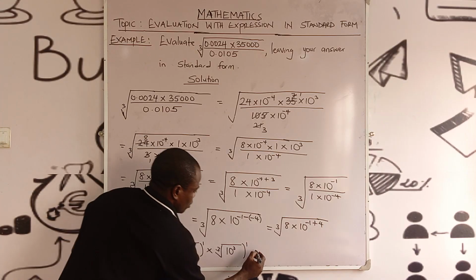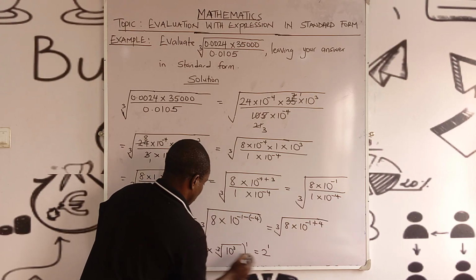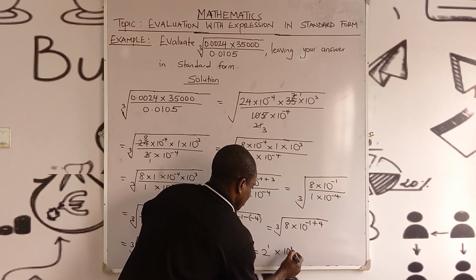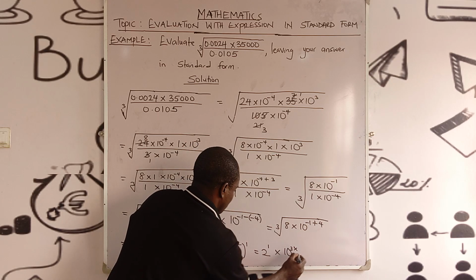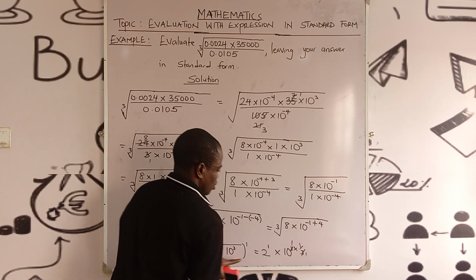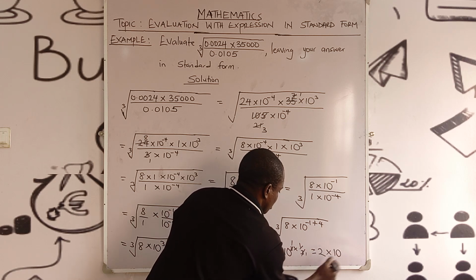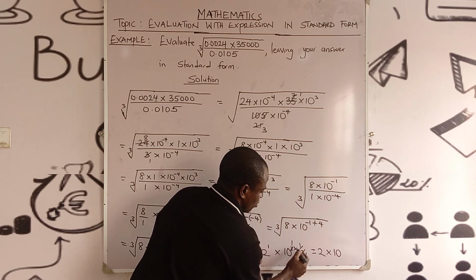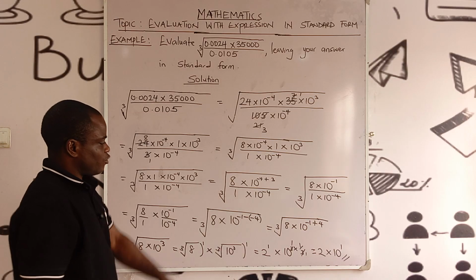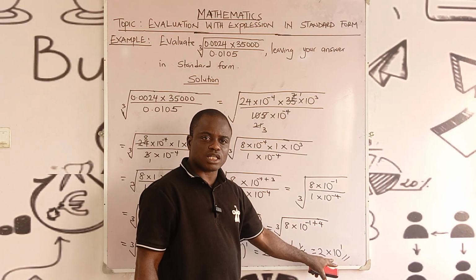Now it is equal to 2 raised to power 1, times 10 raised to power 3 times 1 over 3. 3, 3 1, 3 1. Don't forget that 2 raised to power 1 is the same as 2. So 2 times 10 raised to power 1, because 1 times 1, 1 divided by 1, is 1. You have to leave your answer in standard form, which is this, 2 times 10 raised to power 1. This 10 raised to power 1 shows us that it's in standard form.